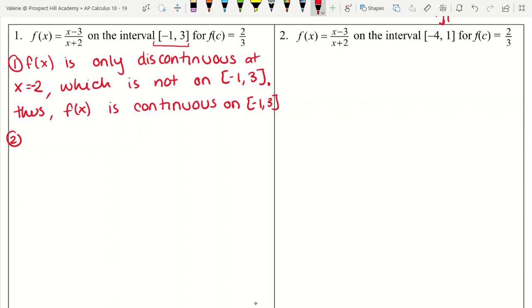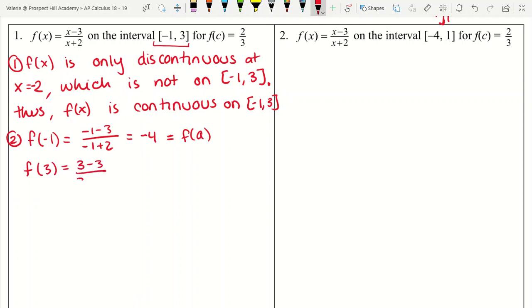So we have f of -1, which is going to be -1 minus 3 over -1 plus 2, which is just -4. So that's our f of a. And then we need our f of b, so the other endpoint, which is going to be 3 minus 3 over 3 plus 2, which is just going to give me 0.